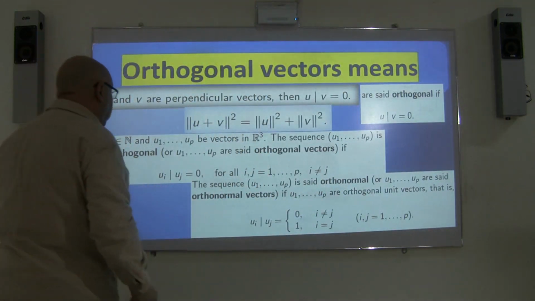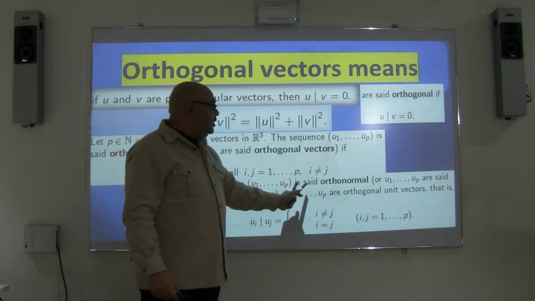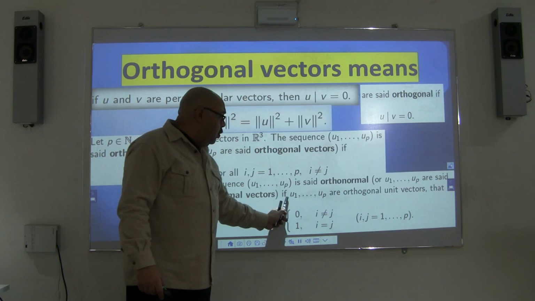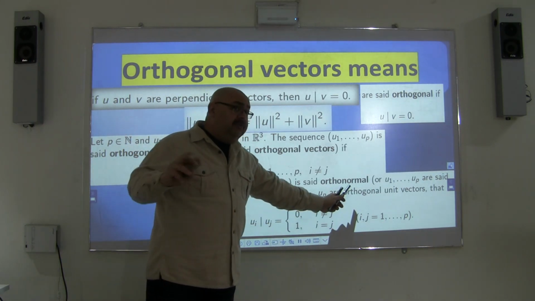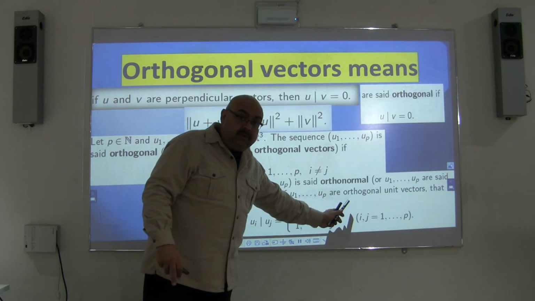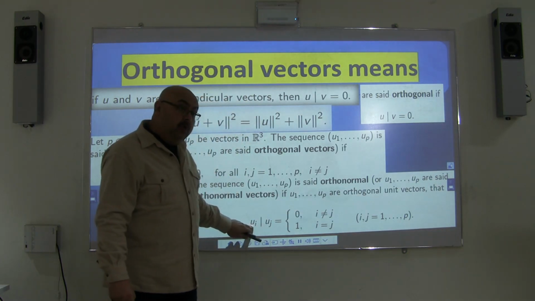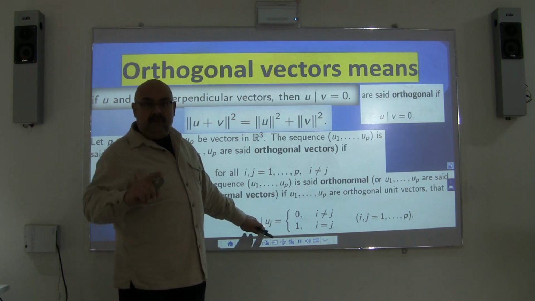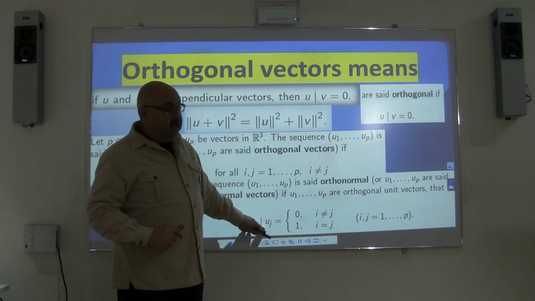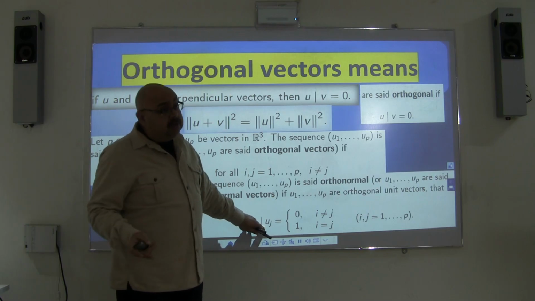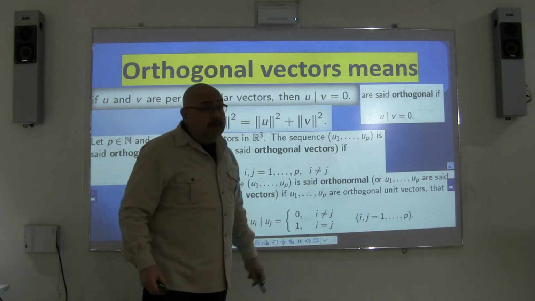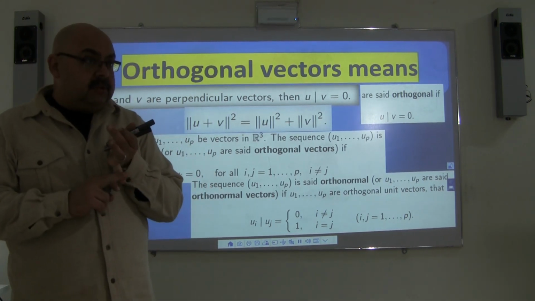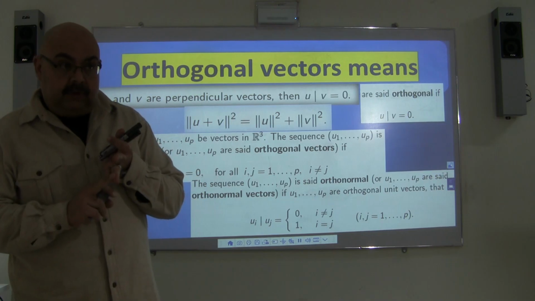Once more, the sequence u1 up to ub is said to be orthonormal vectors if u1 to ub are orthogonal and unit vectors. Then the multiplication of ui dot uj, if i is equal to j, so they are the same vector multiplying by itself, the result will be 1. If i doesn't equal j, they will be different vectors, and their multiplication will be 0. So now I know what an orthogonal set of vectors is, and what an orthonormal set of vectors is.